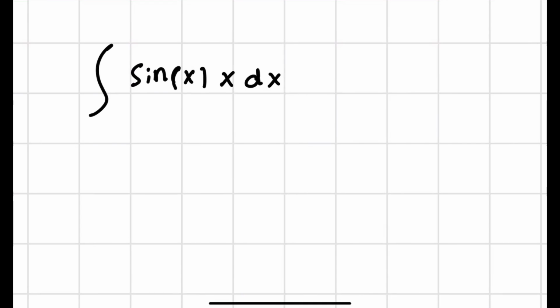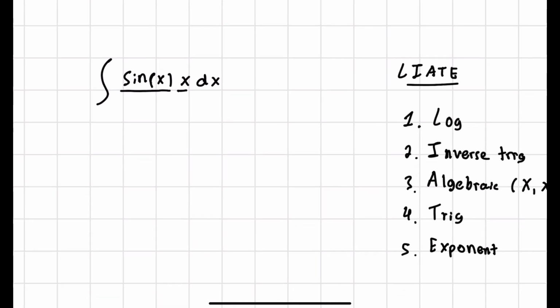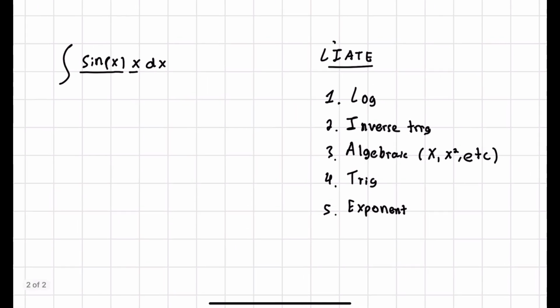For example, we have sine x times x, and you might be wondering what to pick as u and what to pick as v. This brings us to our LIATE rule, which is essentially a priority list for picking u. Over here, sine x is a trig function, and x is an algebraic function. Because algebraic is higher than trig, x will be our u value. So u is equal to x, and v prime is equal to sine x.